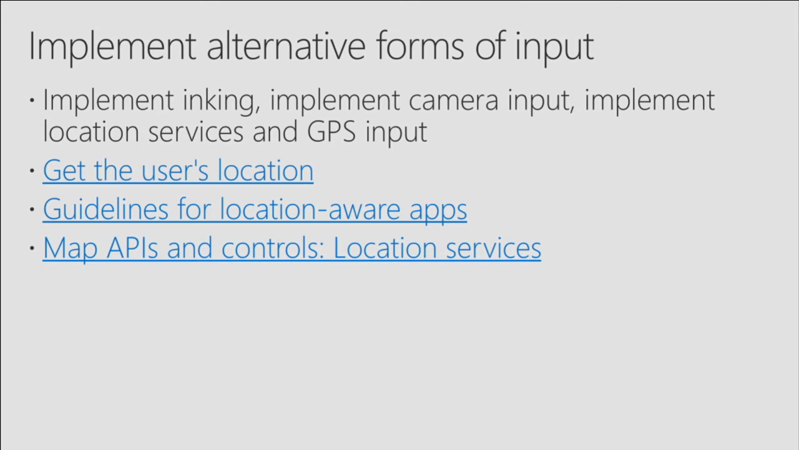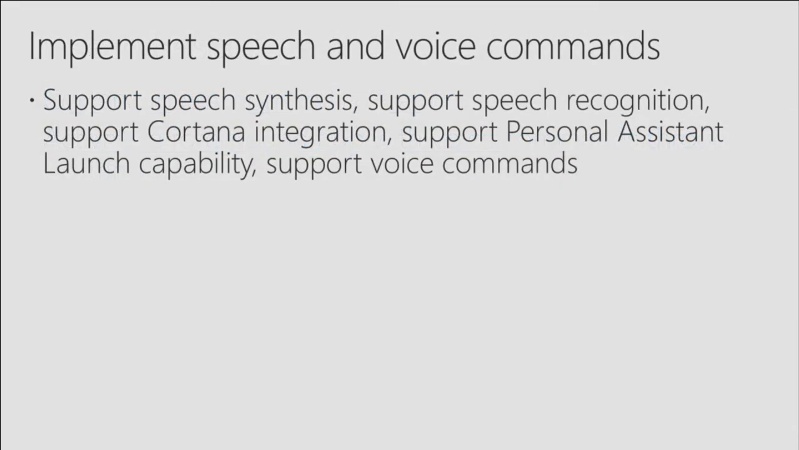But that's where inking becomes interesting. Camera input, location services, GPS input, speech recognition, speech synthesis, Cortana integration, launching the personal assistant or the Cortana assistant at the bottom left corner of your machine. All of these are APIs you can tap into. So my recommendation, any of these you haven't tried yet, try them, because they're listed in objectives for the exam.